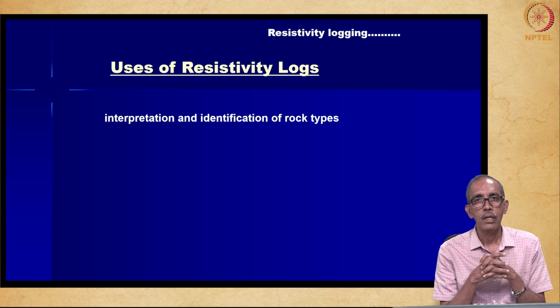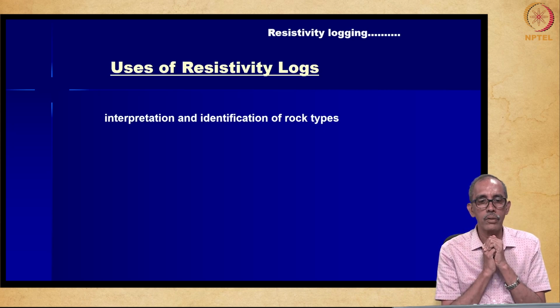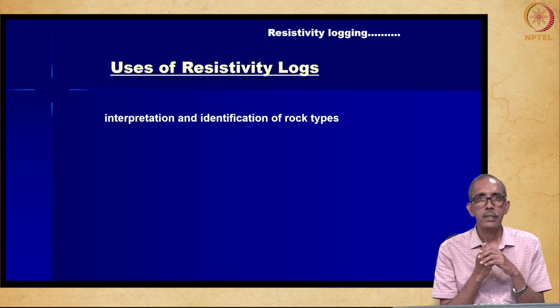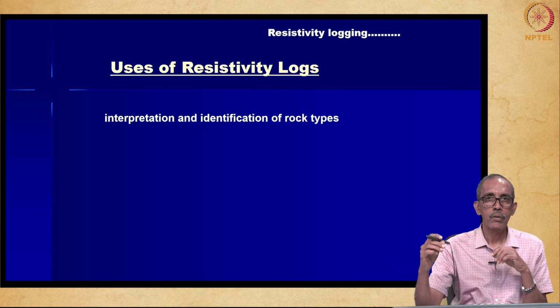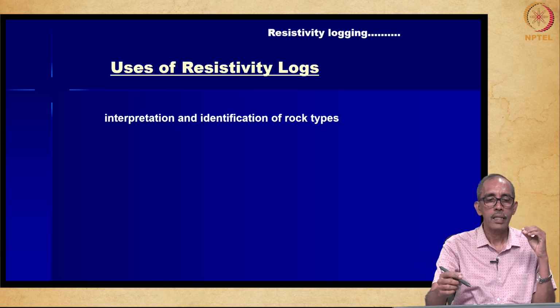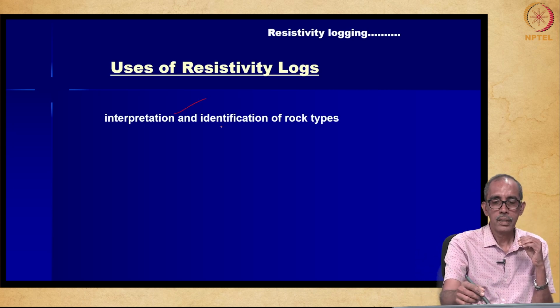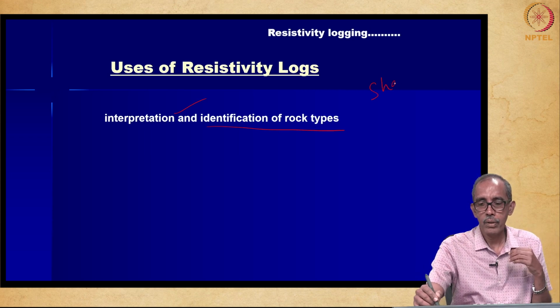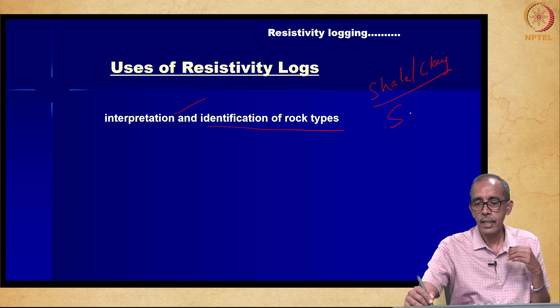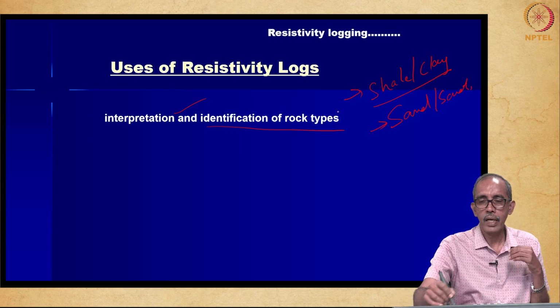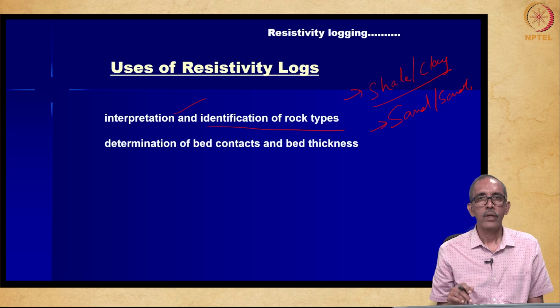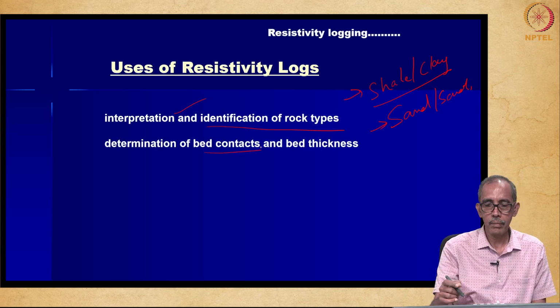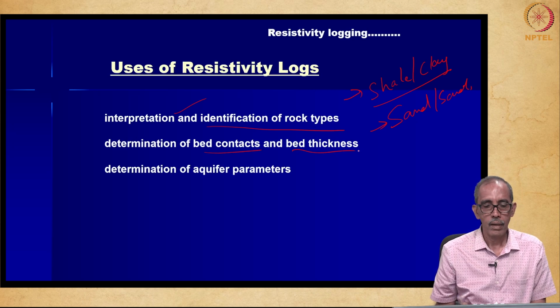So, after having seen all the electrical logging methods, I would like to sum up the electrical resistivity logs which we have seen until now. We are able to very easily carry out the interpretation for identification of rock types. For example, just now we have seen we are able to differentiate between shale, clay, and sand or sandstone. This is coarse grain, this is fine grain. We are able to differentiate them. We are able to determine the contacts between them. We are able to determine the thickness of the formation.